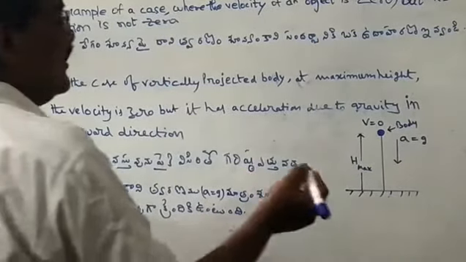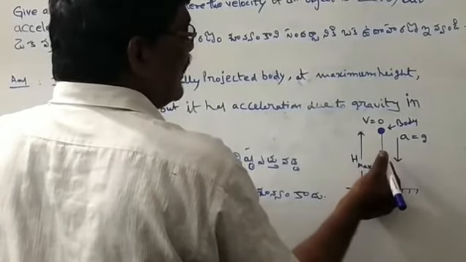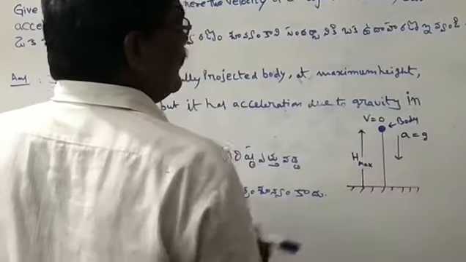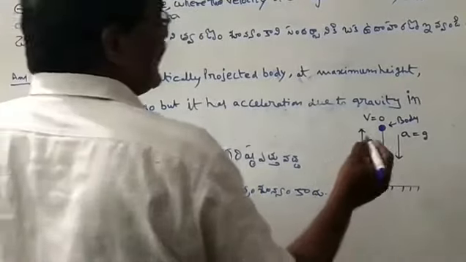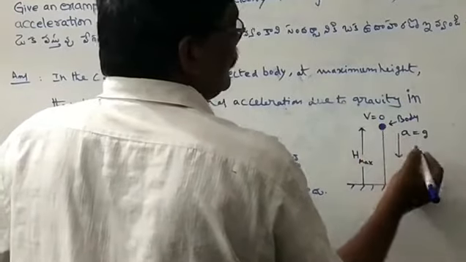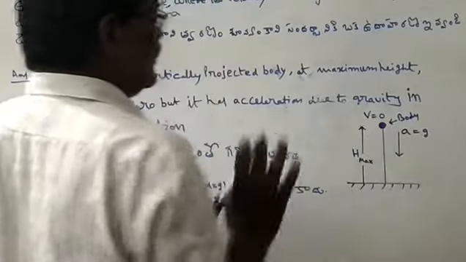Consider a body is vertically projected. Its velocity gradually decreases. Finally, its velocity is equal to zero at maximum height. But here acceleration is not zero. That means a is equal to g, whose direction is vertically downwards.